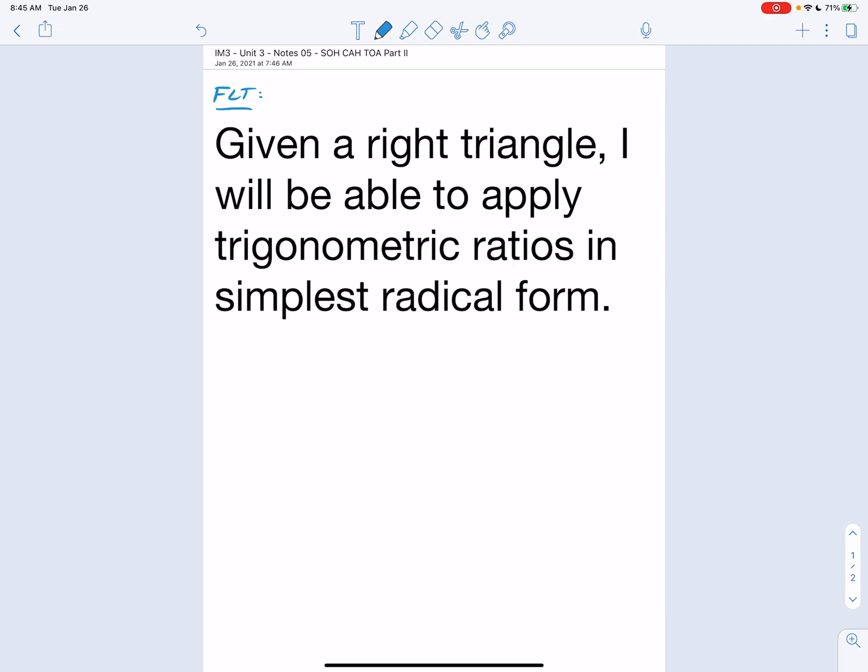Hey guys, this is Integrated Math 3, Unit 3, Notes number 5. We can call it TOA Part 2.